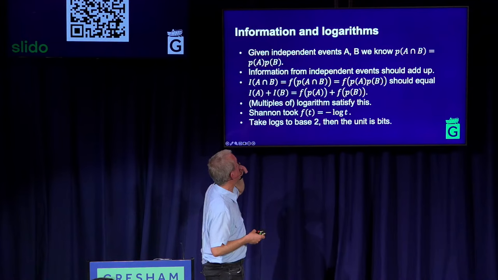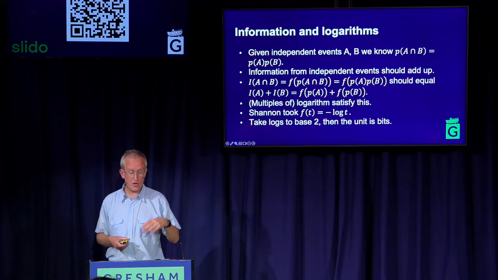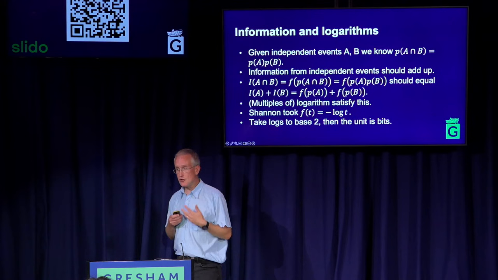Technically, it's minus the log. We have to take the function as minus the log. And if we do that, if we take it to base 2, so if our logarithms are based on powers of 2, then the unit of information is the bit. So the bit turns out to come from using the logarithm to base 2. It was pretty impressive.